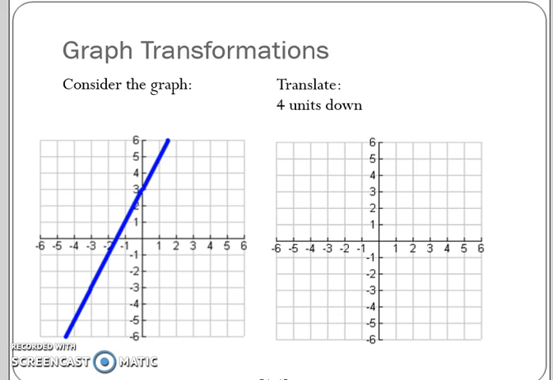Graph transformation. Consider the graph and translate 4 units down. So this is your original graph. We're going to go 4 units down, which means on the y-axis. So from the y-axis, you're going to go 4 units down. Look at the y-axis. Pick a point, the y-intercept. And from there, you're going to go 4 units down. 1, 2, 3, 4. So this is your new point.